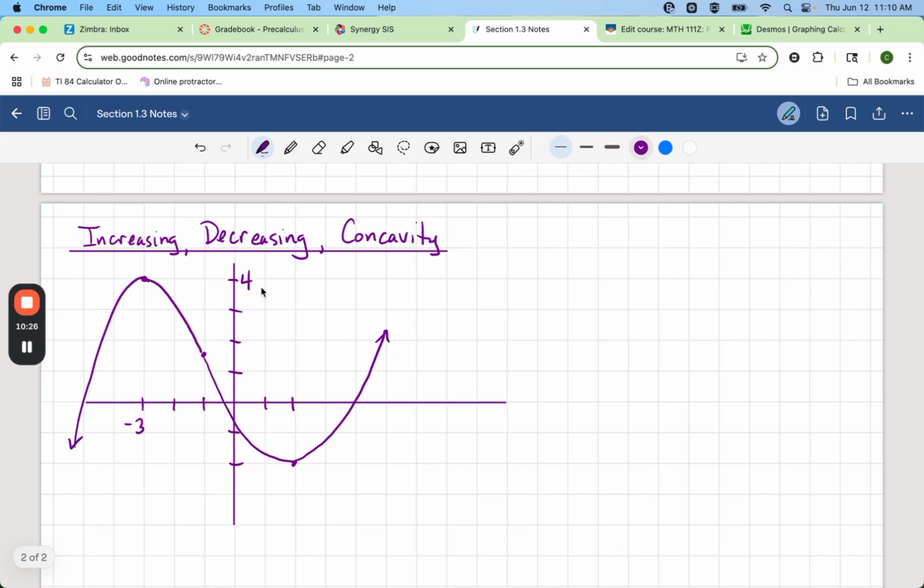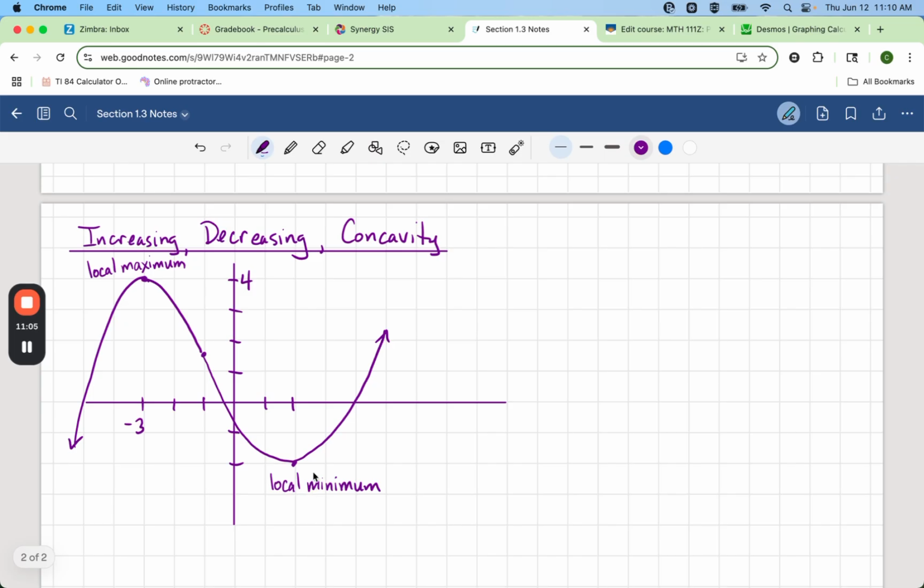First of all, the highs and lows on a graph have special names. The high points on a graph are called local maxima. So this point right here is a local maximum. So that means it's not necessarily the highest point on the graph, but in a neighborhood around -3, it's the highest point. Likewise down here in a neighborhood around 2, this point's the lowest point, so we call it a local minimum. Obviously this arrow here indicates that the graph's going to go way below that point, but locally this is the lowest point. Alrighty?